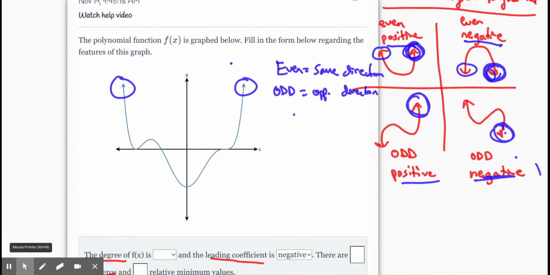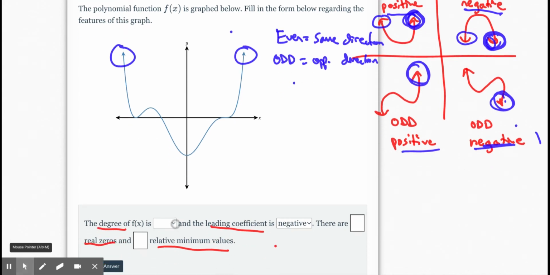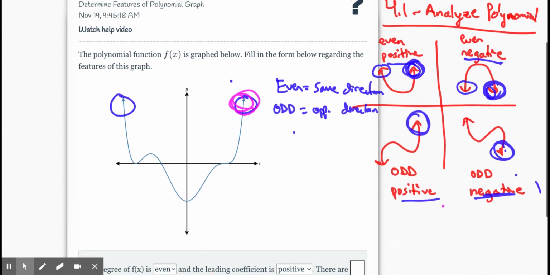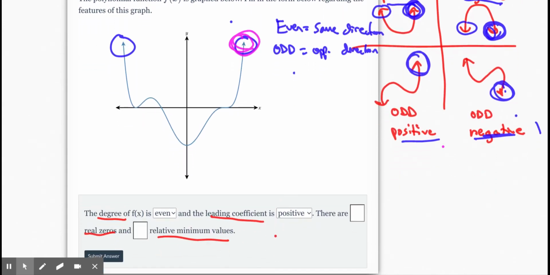So notice those are going in the same direction, so that means it's got to be even. And then positive or negative, well, for that, all we really need to look at is the positive x direction. Is it going up to positive infinity or down to negative infinity? And that is going to positive infinity. So we want to go ahead and change that to positive. And notice that matches the end behavior of this first one, even positive, right? But again, you should be able to actually do this without looking at your little chart.